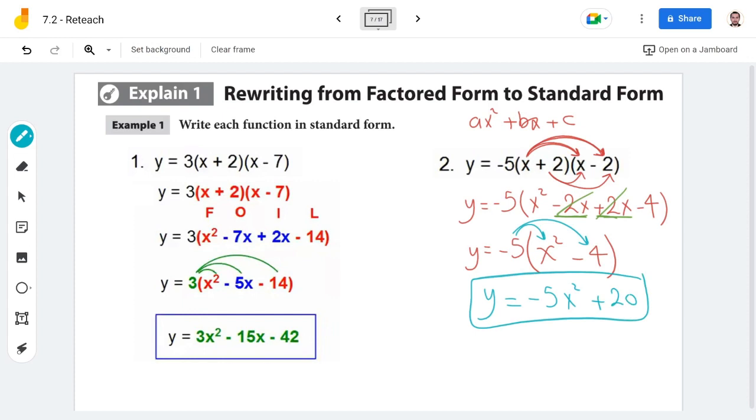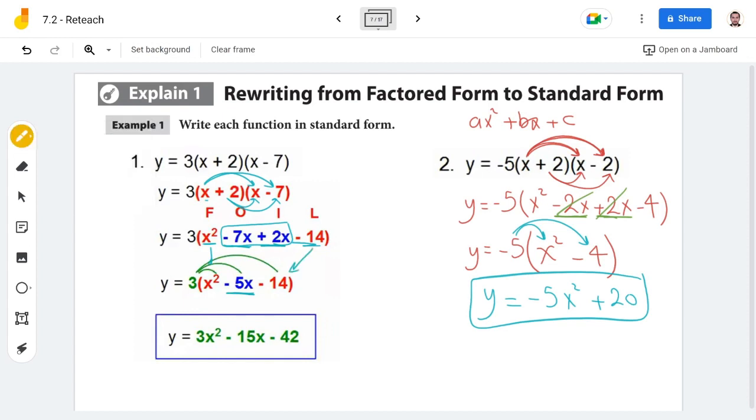It's similar to what happened here in the example. If you look at the example, x times x is equal to x squared. x times negative 7 is negative 7x. 2 times x is 2x. 2 times negative 7 is negative 14. Okay, so now let's add the like terms. So I have negative 7 plus 2, which is equal to negative 5. So I keep x squared, and I keep negative 14.